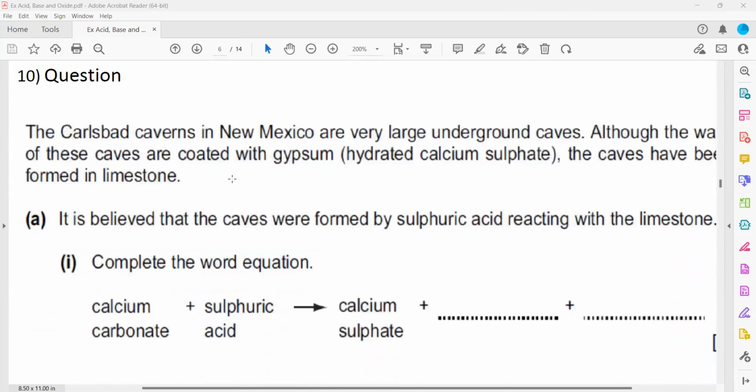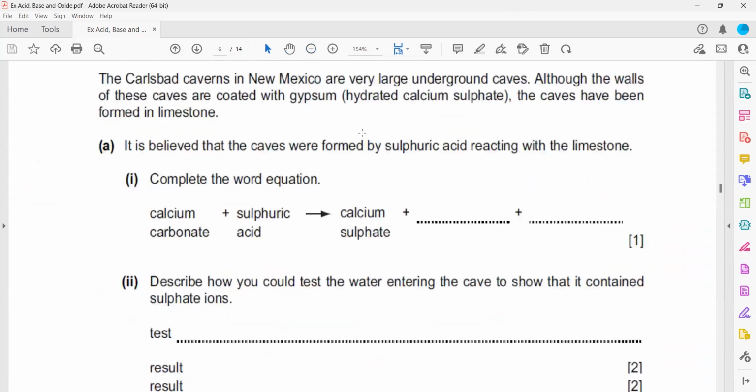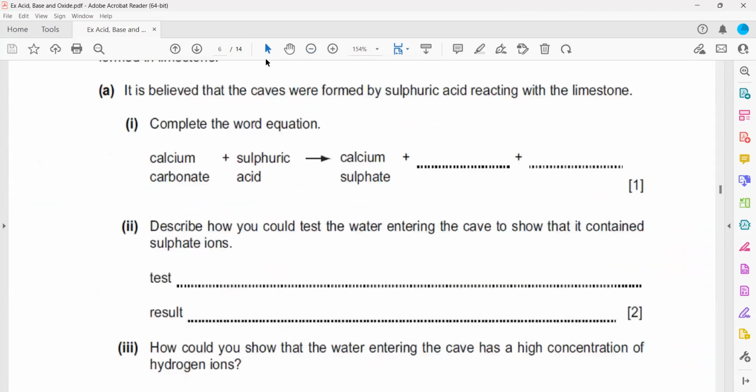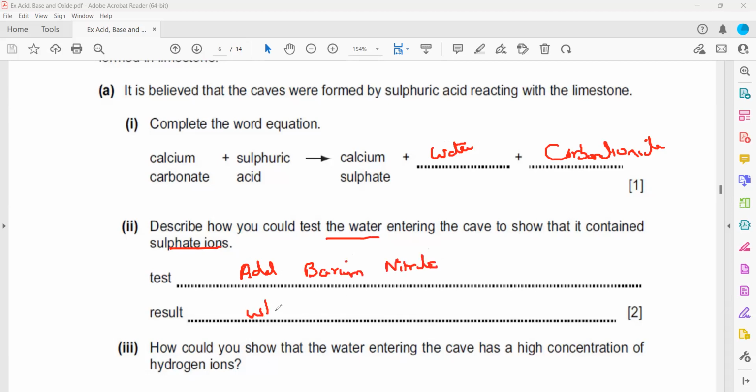Then in question 10, we have different reactions. When calcium carbonate reacts, we have to complete a word equation here. When calcium carbonate is reacting with sulfuric acid, it gives calcium sulfate plus water plus carbon dioxide. Describe how we can test the water entering the cave. It contains a sulfate ion. So to test for sulfate ion, we will add barium nitrate, and it will give a white precipitate.